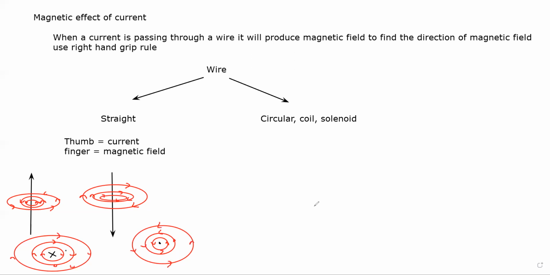So these are the four patterns which we drew yesterday. Now for a circular wire or a solenoid, again we will use the right hand grip rule, but this time our fingers will turn in the direction of the current in the circular wire, and the thumb will represent the north pole of the magnetic field. For example, I'll draw on the next page for a circular wire or a solenoid.